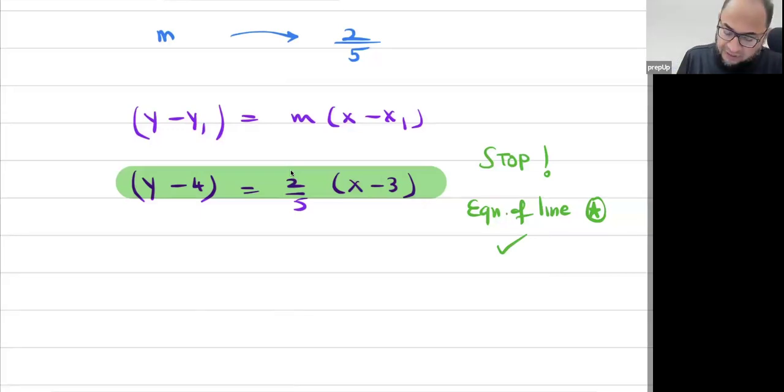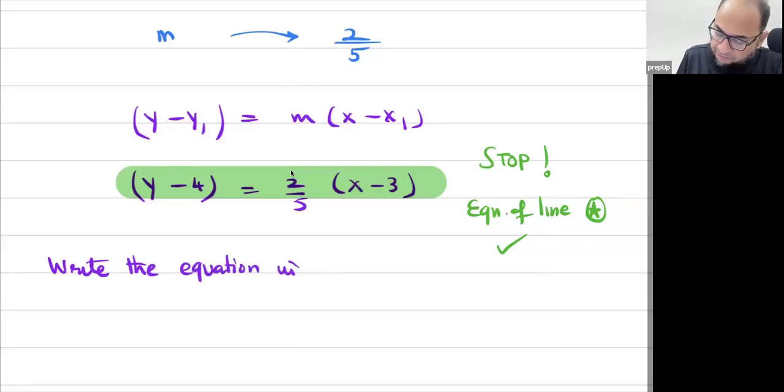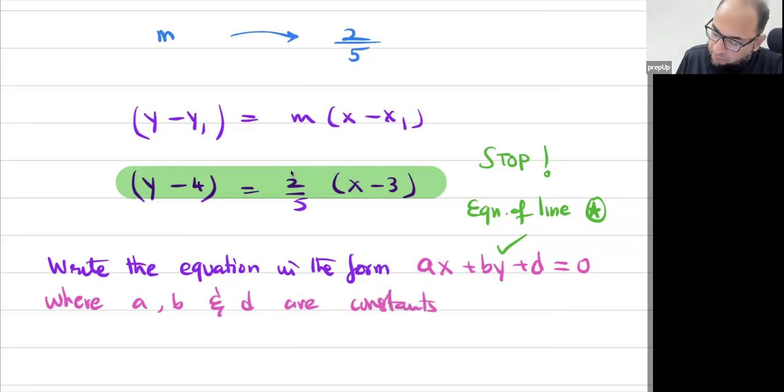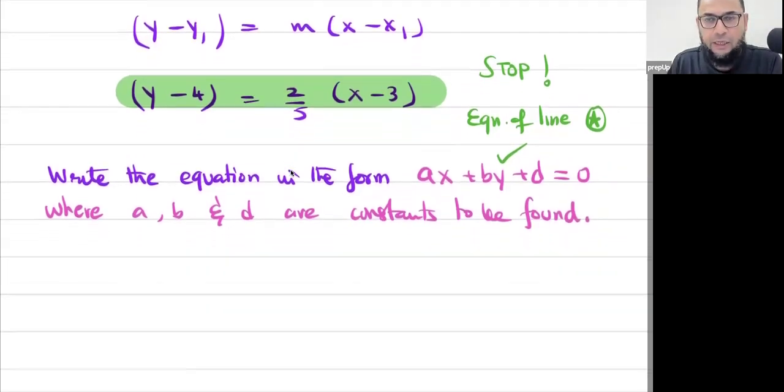Maybe the examiner will say, write the equation in the form ax plus by plus d equals 0, where a, b and d are constants to be found. So yes, the examiner has a habit of asking in this format. So what will we do now? We will have to expand it.